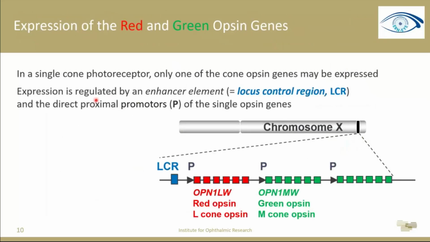Looking at the genes within the cluster, we also have to think about the expression of these genes. It is long known that a single cone photoreceptor, at least in human, only expresses 1 cone opsin gene, meaning it expresses either red or green. And the expression of the genes is regulated by an enhancer element called the locus control region, or LCR, which is upstream of the complete gene cluster, and each single gene has its own promoter.